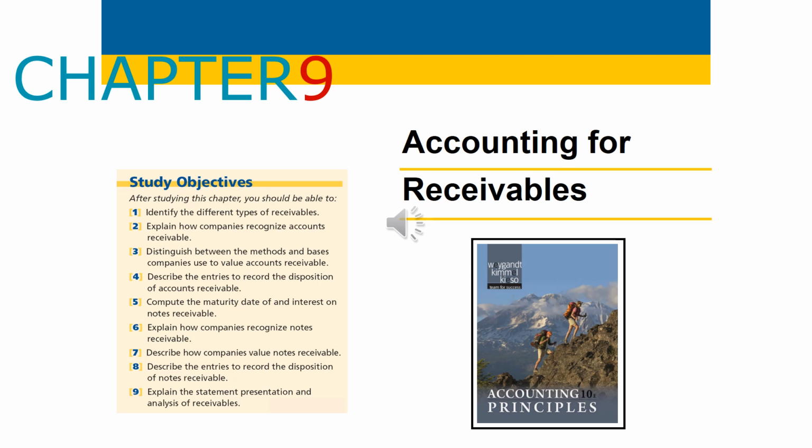As you can see, the textbook covers 9 learning outcomes for this chapter, the chapter that covers accounting for receivables. For the purpose of this course, we are only going to take a look at the first 3 learning outcomes. So we will try to identify the different types of receivables. We want to explain how companies recognize accounts receivable. And finally, we will try to distinguish between the methods and bases companies use to value accounts receivable. So let's start with the first learning outcome.